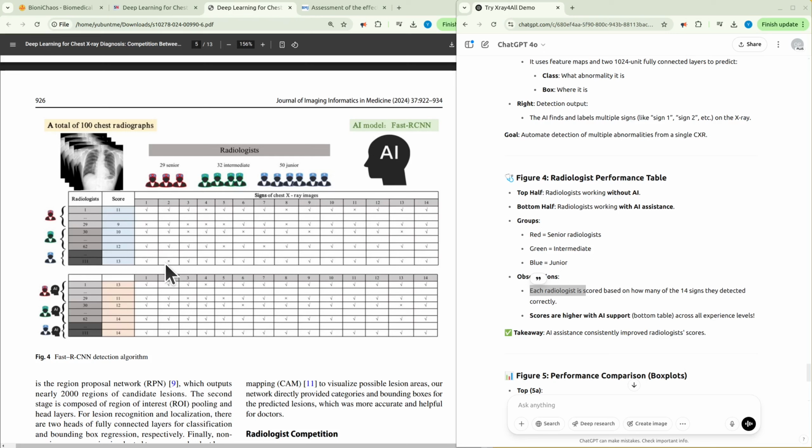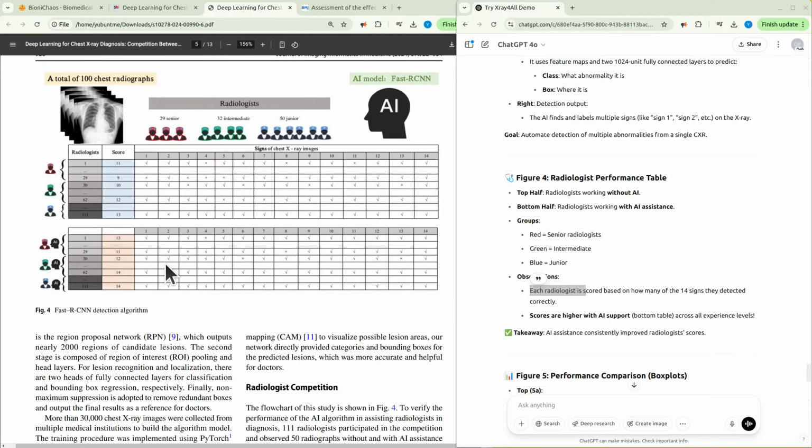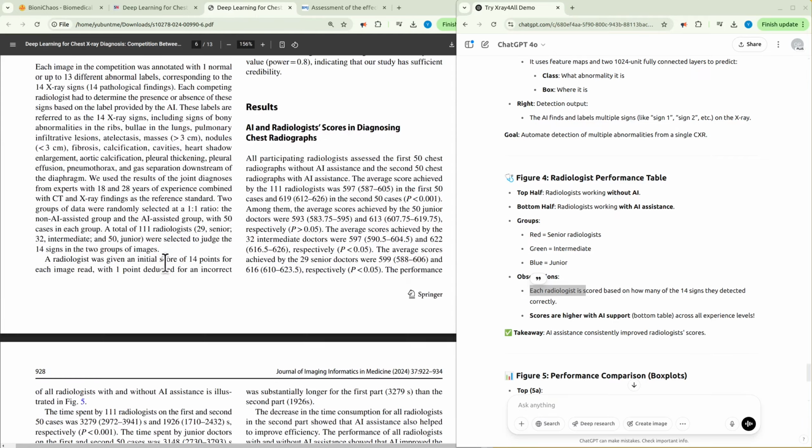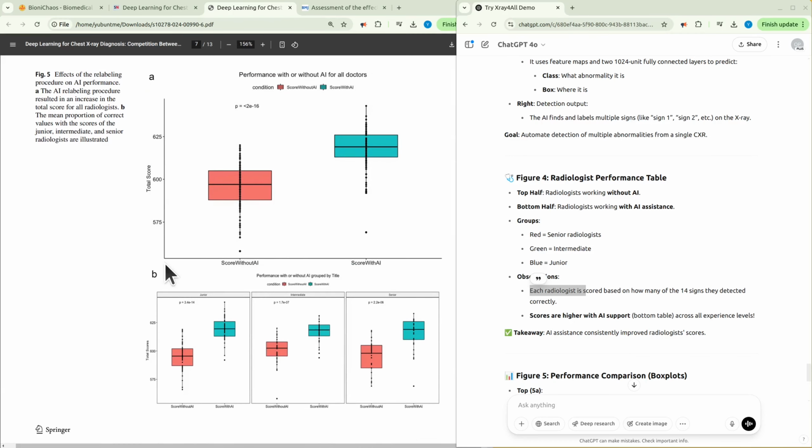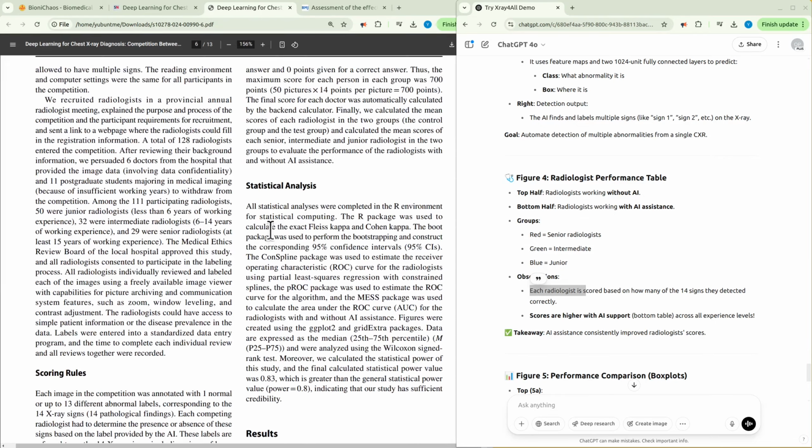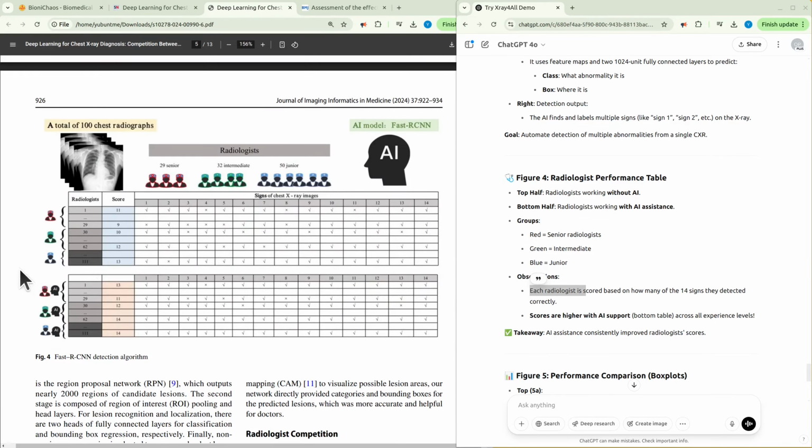Granularity: the table might not show the full extent of improvement as clearly as the box plot or statistical summaries do. In short, while the table shows individual performance for each radiologist, the key takeaway is that the AI assistance led to more consistent and slightly higher scores across the board. The box plots and statistical results give a clearer picture of the improvements. Does that make sense, or is there any specific part you'd like to explore further?